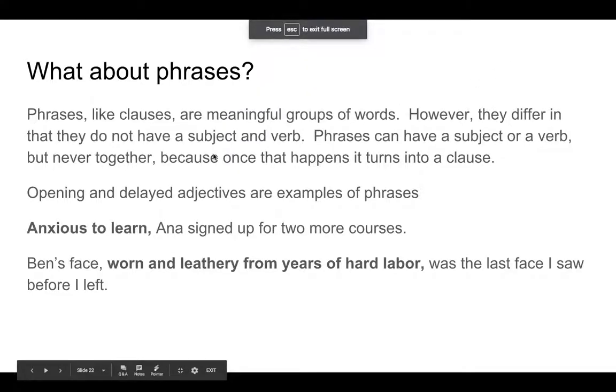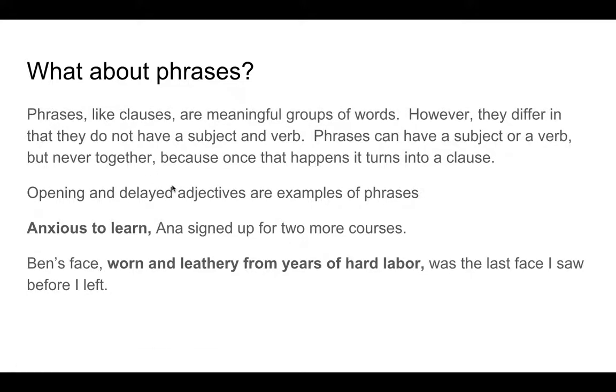So what about phrases? Okay, so phrases like clauses are meaningful groups of words. However, they differ in that they do not have a subject and verb. Phrases can have a subject or a verb, but never together. Because once that happens, you've got a clause. So remember, independent and dependent clauses, they have subjects and verbs. So anytime you have a subject and a verb, it couldn't be a phrase because it would change the definition of it to a clause. So here are some examples of some phrases.